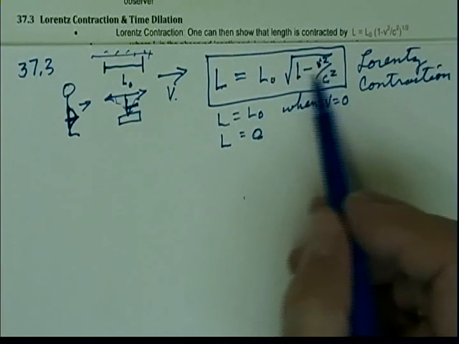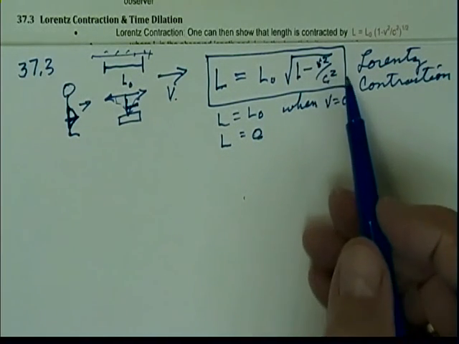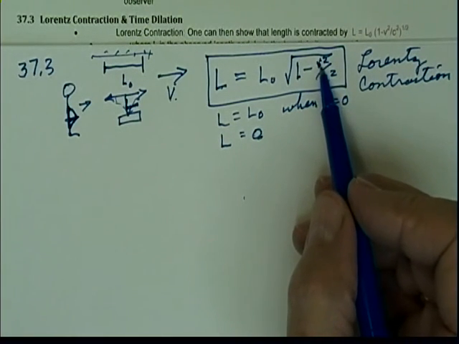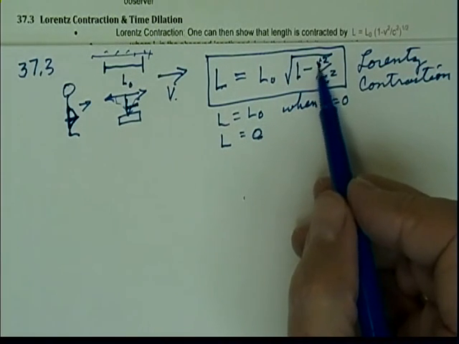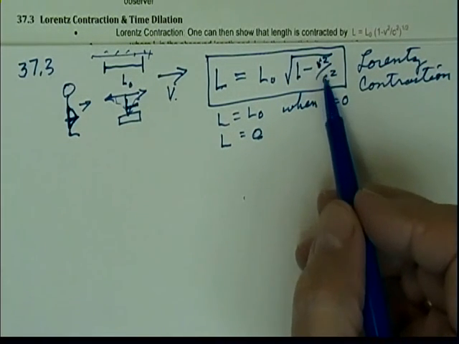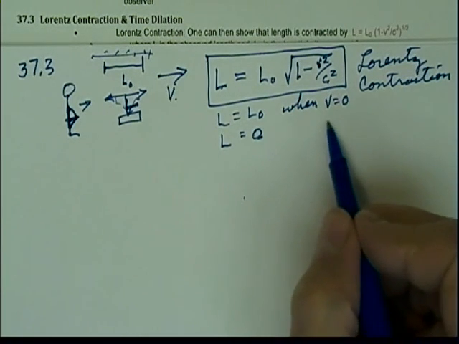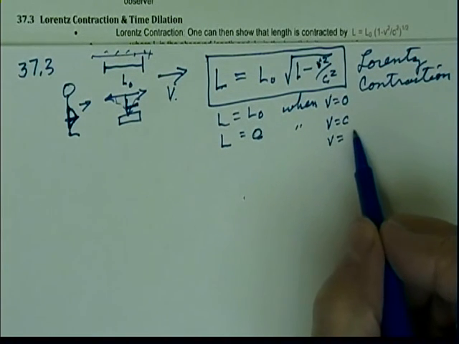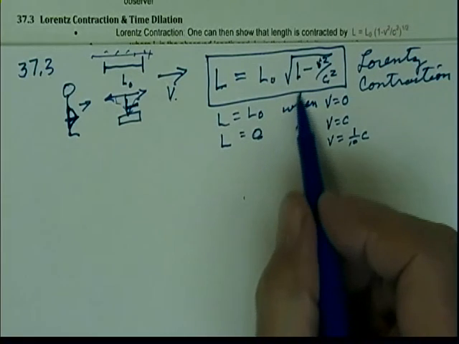Well, when do you begin to really notice this? Do you see this in cars going down the road? Absolutely not. Let's look at this when you get to something like 1/10 of the speed of light. At 1/10 of the speed of light, this v becomes 0.1 c. Now watch this. Let's look at v equal to 1/10 of c and see what happens then.